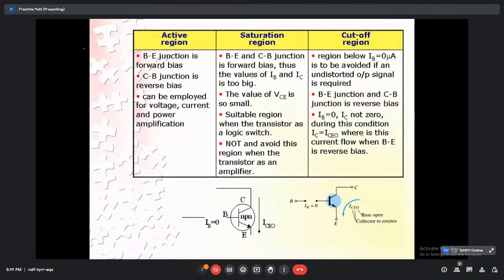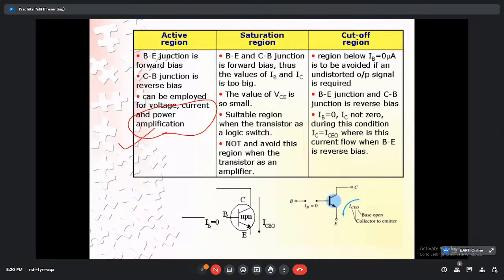But simply if we see this particular table, then we can compare how a transistor can operate in the active region. The base to emitter junction is forward biased, and the collector to base junction is reverse biased, and it can be employed for voltage, current, and power amplification. This is the most important application of these configurations.